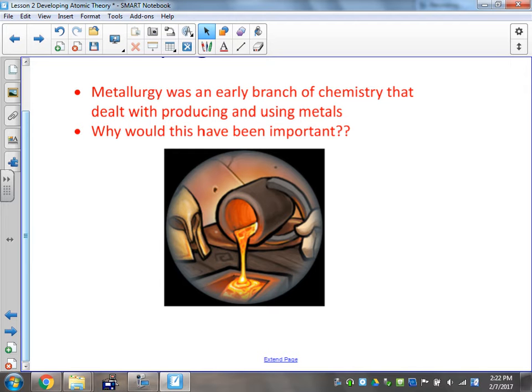Metallurgy also helped them make, for example, arrow tips, right, for hunting, things like that, so they could collect food, etc.